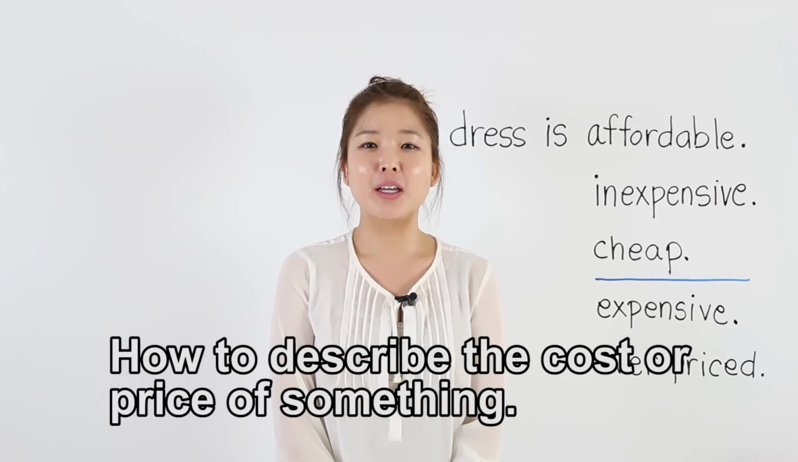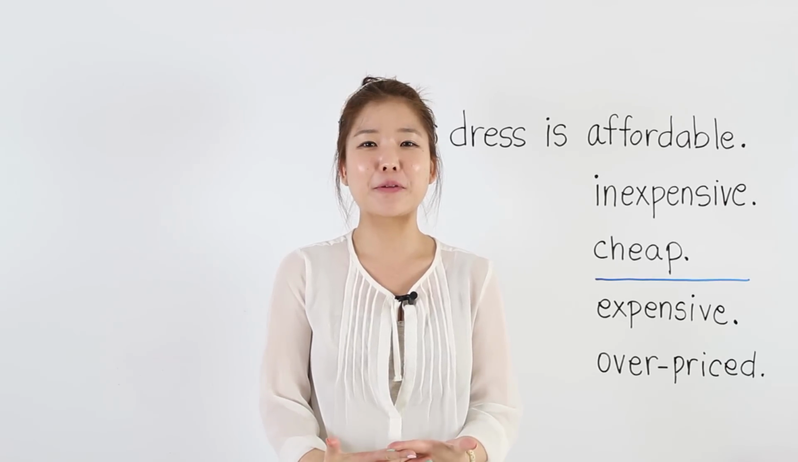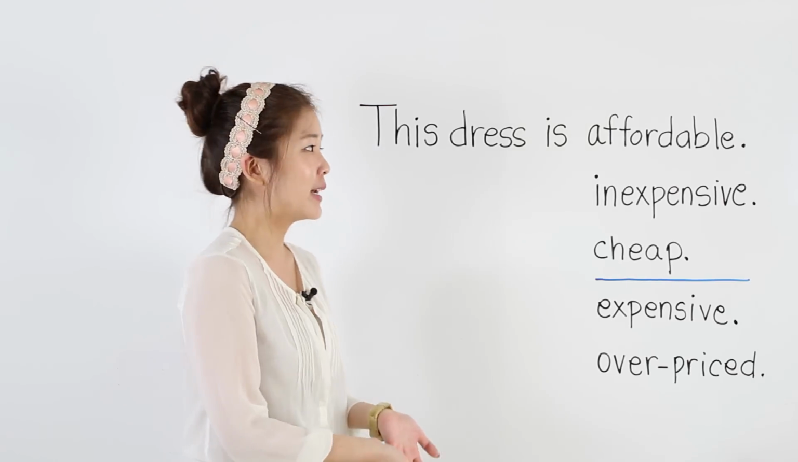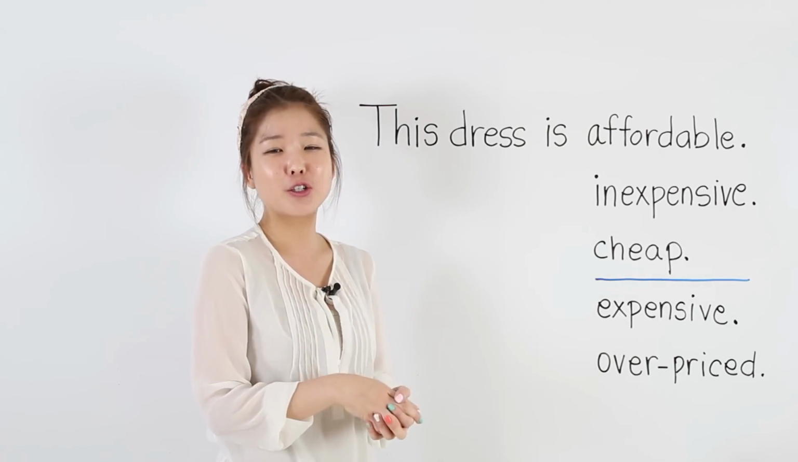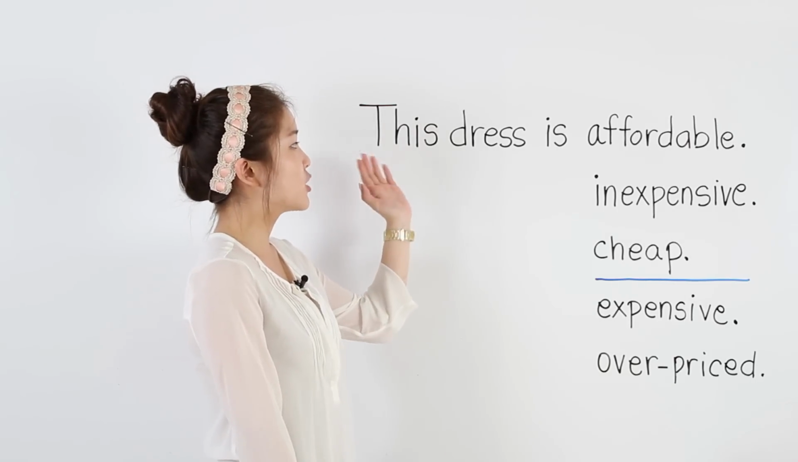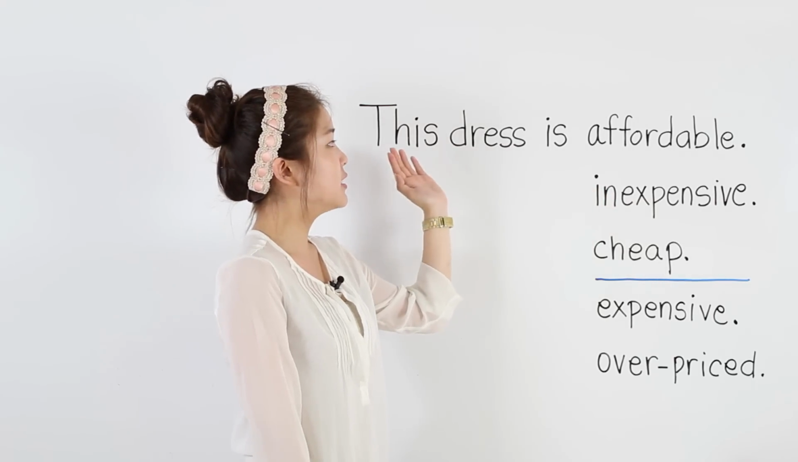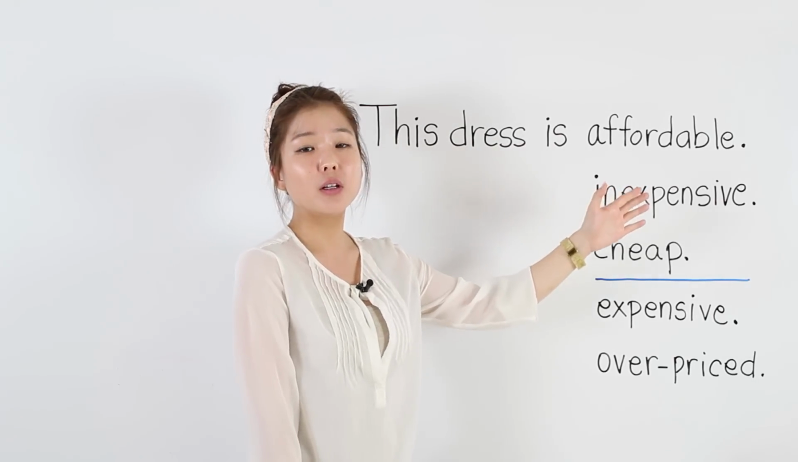In this video we're going to talk about how to describe the cost or price of something. Now this is important to people like me who like shopping, right? So for example, I like shopping especially for dresses. So I might say the cost of this dress is affordable. Okay, this dress is affordable.